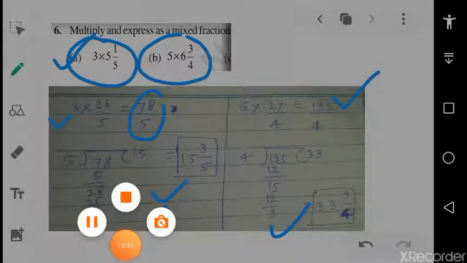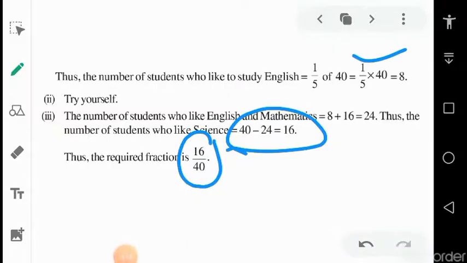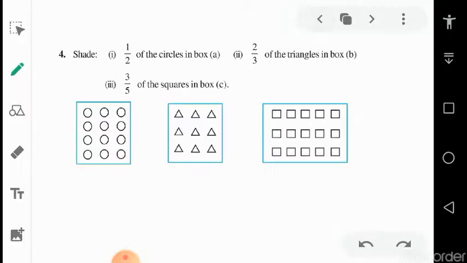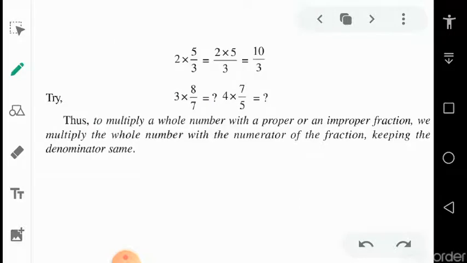Now, a few points I want you to remember. If you want to multiply a whole number with a fraction, just multiply that number with the numerator only, not with the denominator, but you can convert this whole number into a fraction. Here 2 is multiplied by 5 and that becomes 10, and keep the denominator the same, every time.